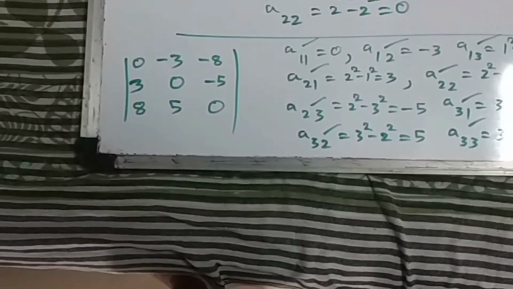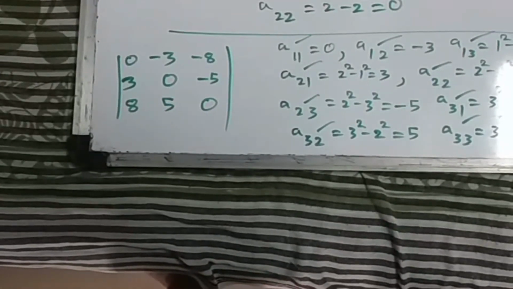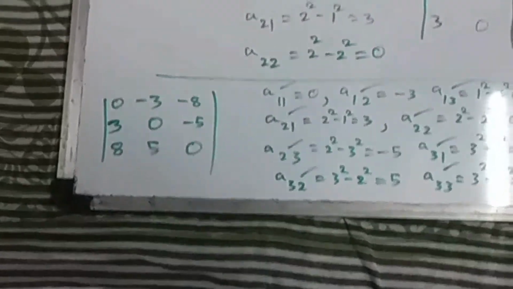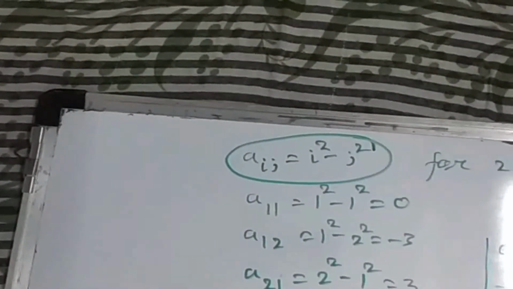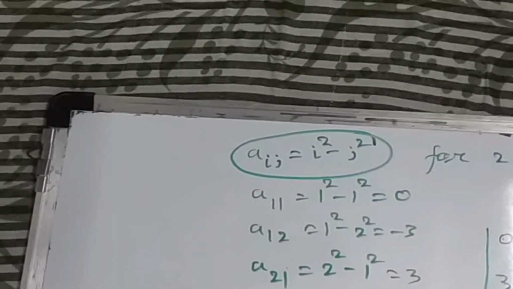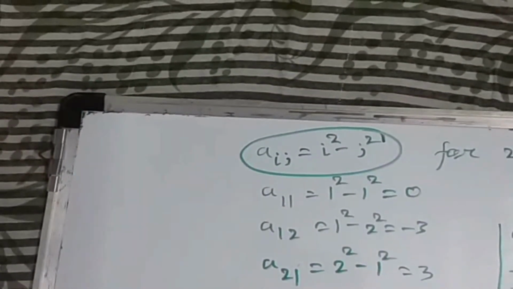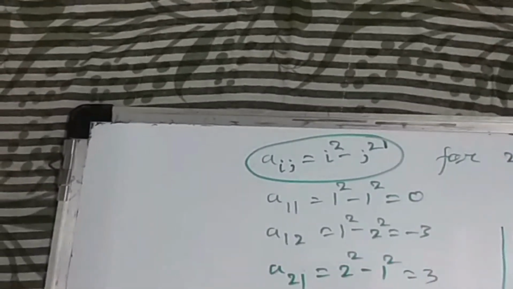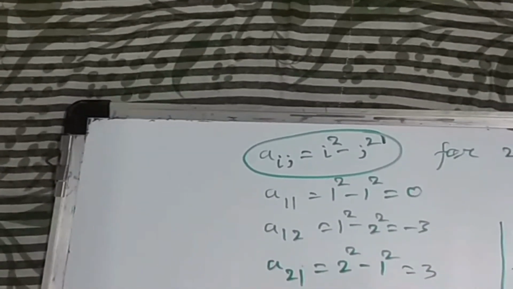Now it is of odd order, it is of order 3 into 3. So what does it mean? If I am following this particular formula, then I can write one skew symmetric determinant as well as a skew symmetric matrix. For writing a skew symmetric matrix, you can follow this formula, i square minus j square, and the determinant is coming from the matrix only. Okay, i square minus j square.